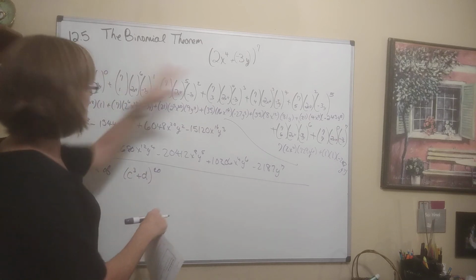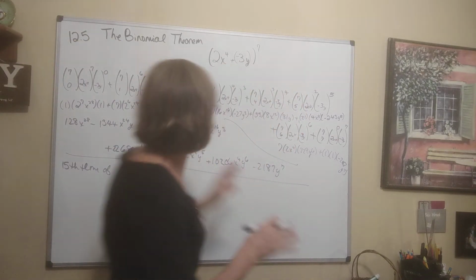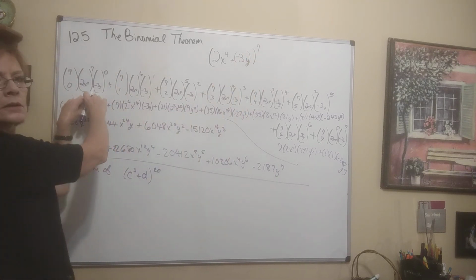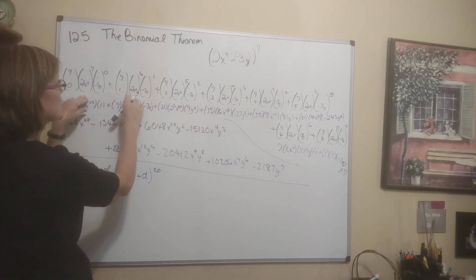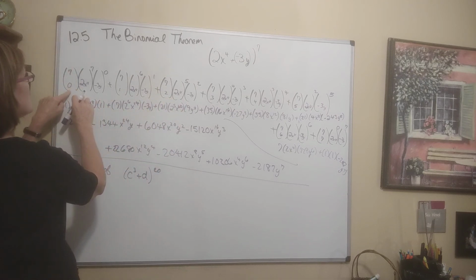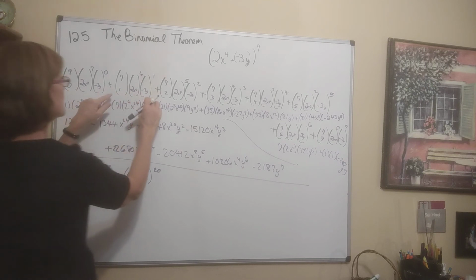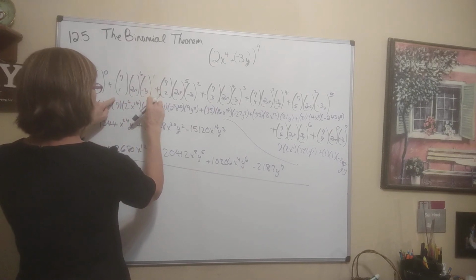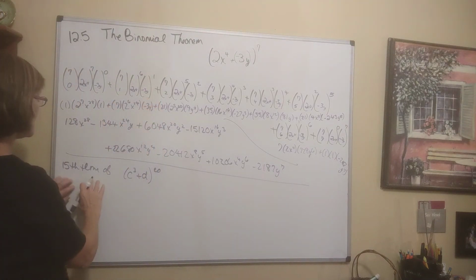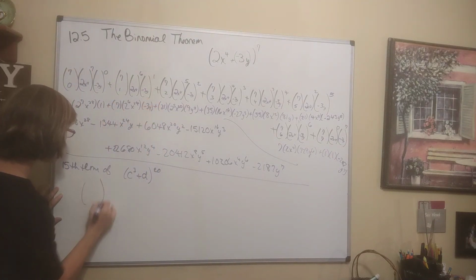Let's look at this expansion we just did, and we can pick up on something. This is the first term, this is the second term, and this is the third term. Look at the first term. The bottom number is 0, 1 less than 1. For the second term, the bottom number is 1, 1 less than that. If we're interested in the 15th term, what is the bottom number going to be? It's going to be 14.